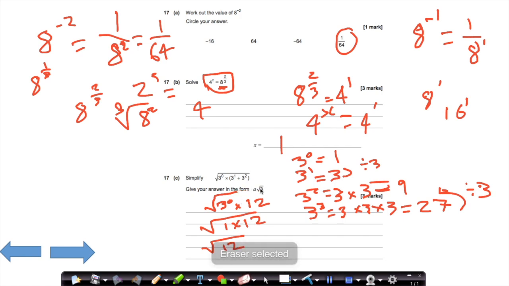If we get rid of this guy here, a bit of it anyway, give your answer in the form a root 3. So a constant, a number, then square root of 3. So this is going to require some surd knowledge.